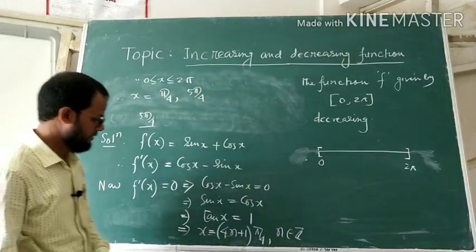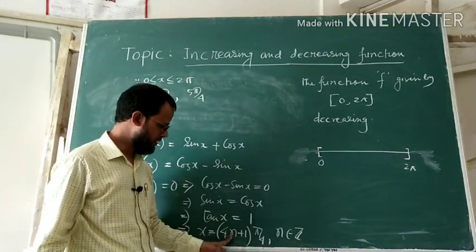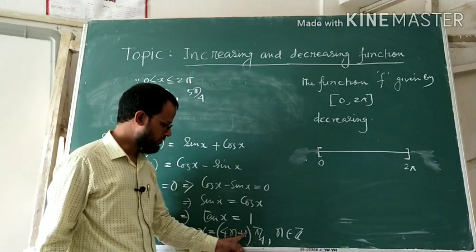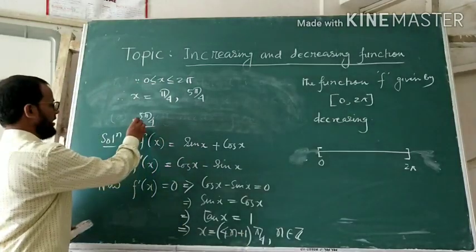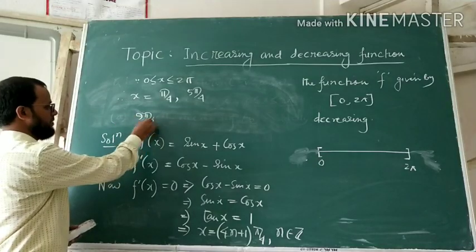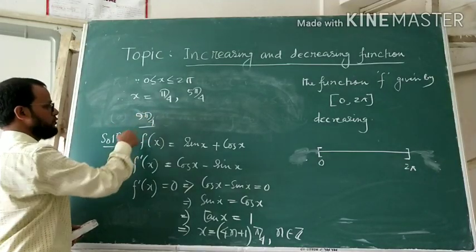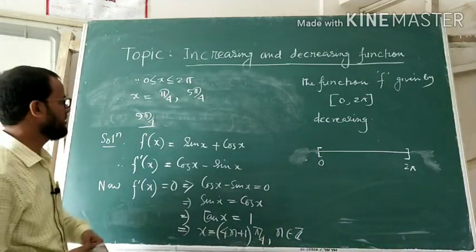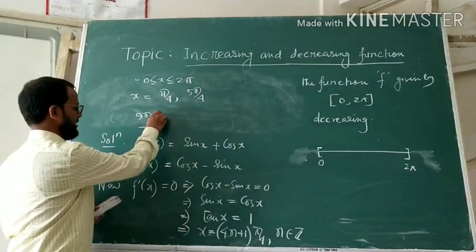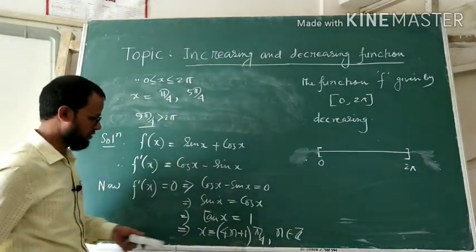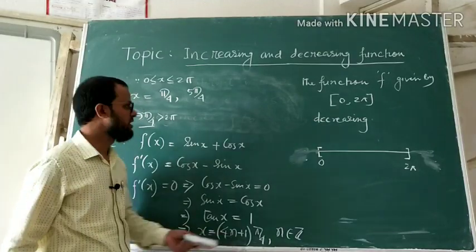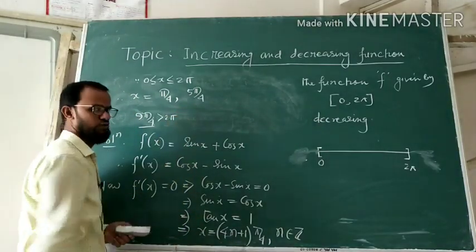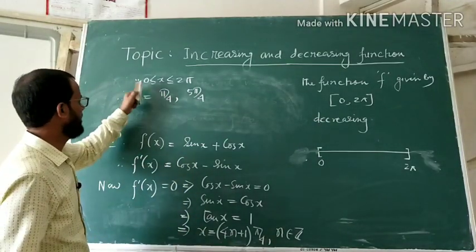If you put n equal to 2, it becomes 8 plus 1, 9 pi by 4. If you divide 9 by 4 it will be 2 point something, which is greater than 2 pi. So you cannot put the value of n equal to 2. So only two values satisfy this particular condition.